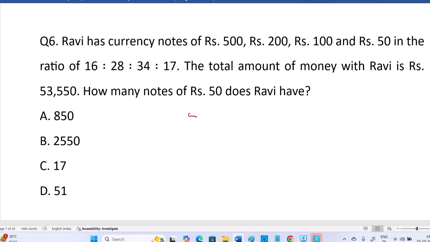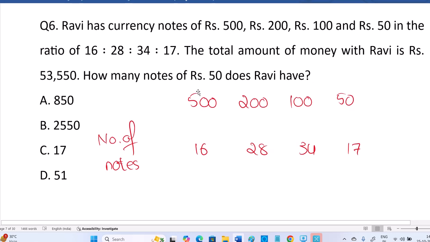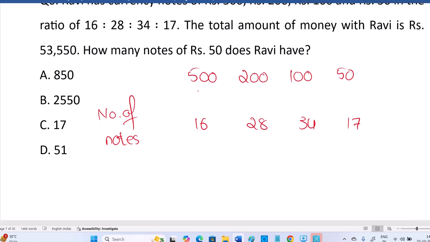But sir, how can we solve the question? See, without wasting time, taking x and all, what can people do? I'll take the number of notes 16, 28, 34, and 17. No, this is actually 16K, 28K, like that I have to take. I'm taking directly 16, 28, 34, and 17, like that. Then I'm calculating what is the amount. Amount: 500 rupees note, 16 means 8,000.